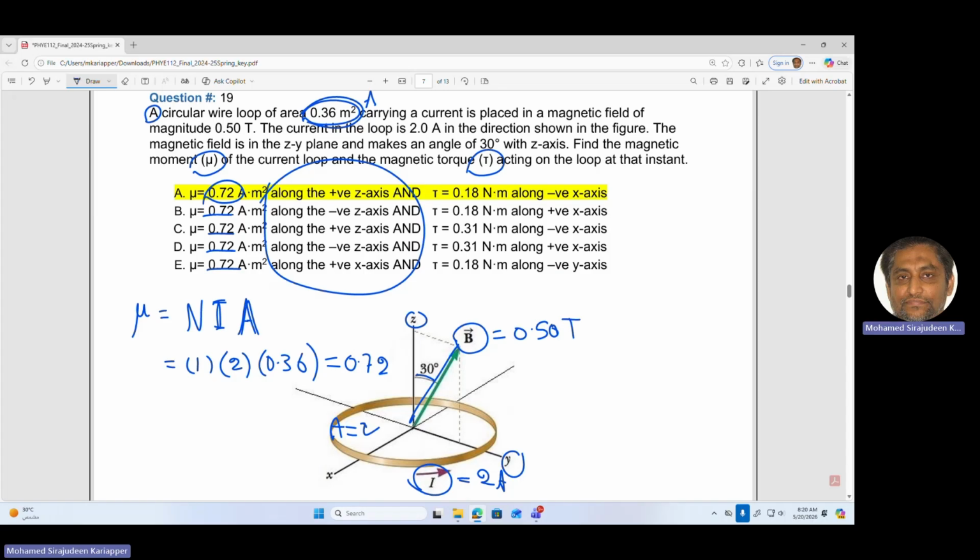It should be perpendicular to the plane of the loop, right? The loop is in the xy plane. So the perpendicular to the xy plane is either positive z or negative z. Yes, the answer is positive z. How do you know that? Direction. Look at the current, right? Curl your fingers.